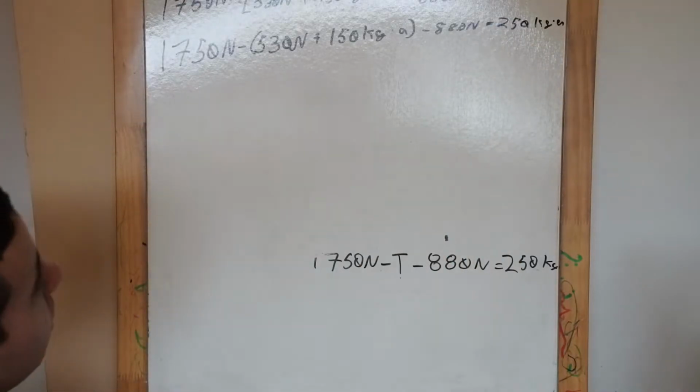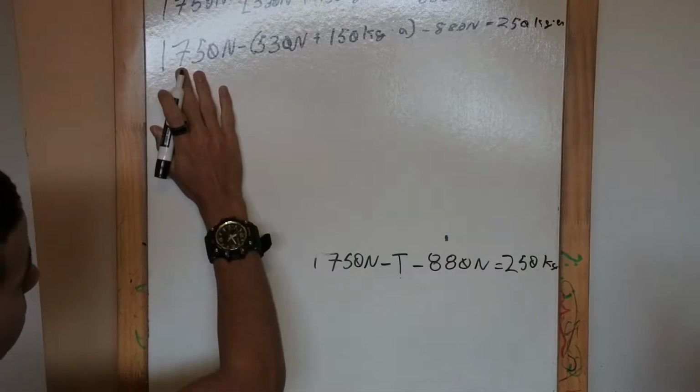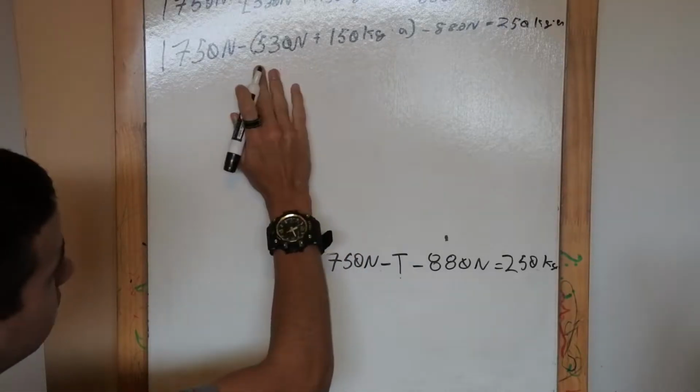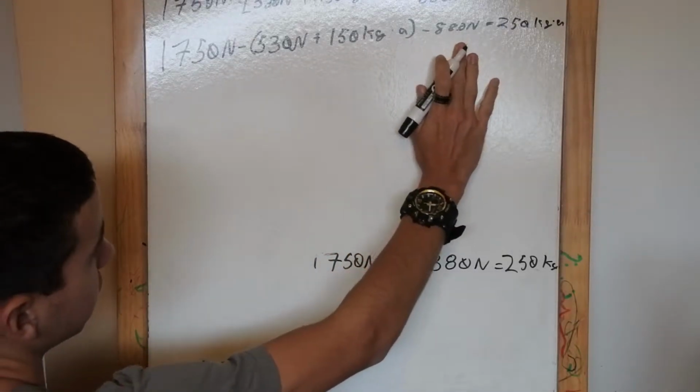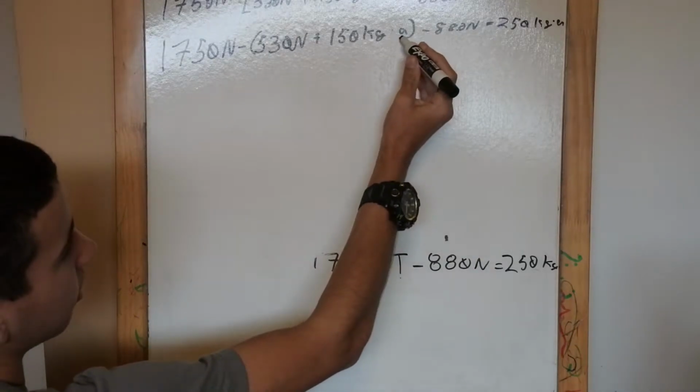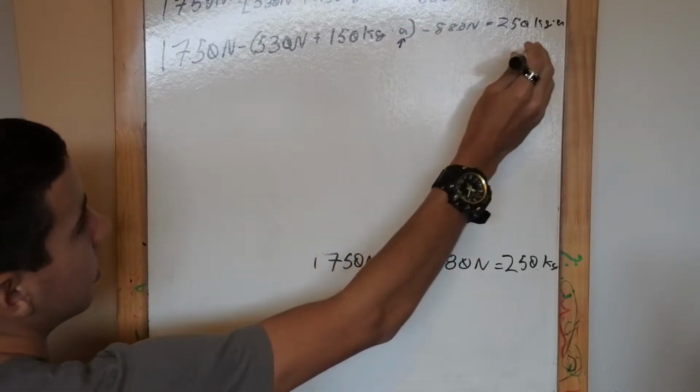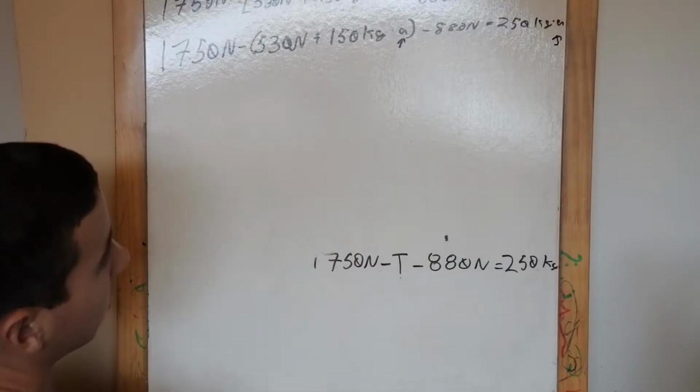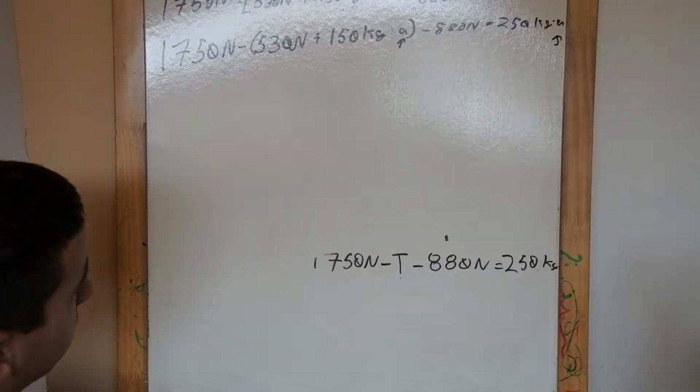Kilograms times acceleration. Okay. Force of the pull, tension, force of friction, mass, acceleration. All we have left is the little a here. So we have the a and the a. We need to isolate the a to solve our equation.